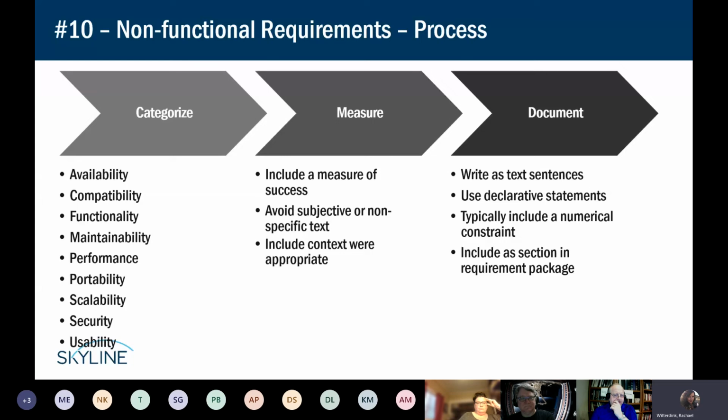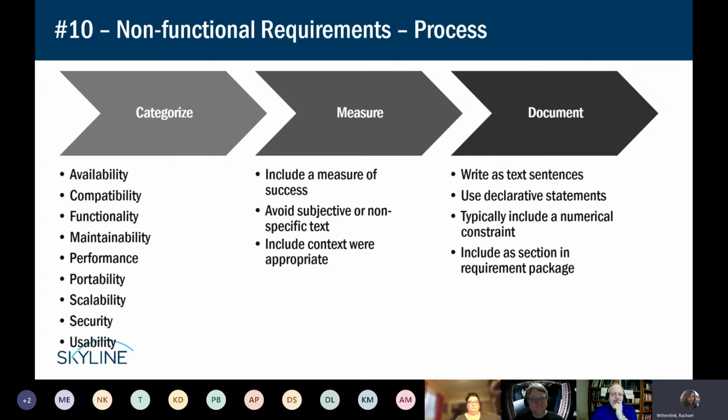All right, so the list on the left is some of the most common ones. So my clue whenever I see ility at the end of a word is that that's probably a non-functional requirement. They don't all end in that way, like performance, obviously, but availability, compatibility, functionality. No, that shouldn't be on this list. Never mind. Scratch that. I don't know how that ended up on here. Maintainability, etc. So I'll just go through these quickly so you can understand what each of them entails.